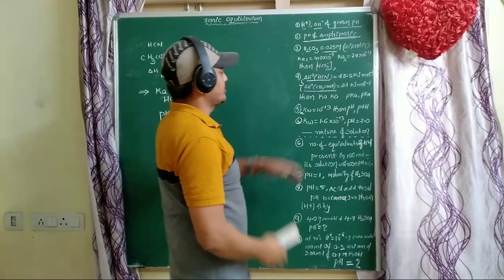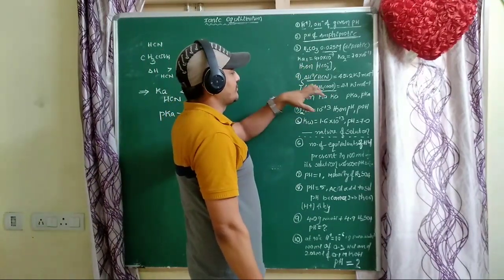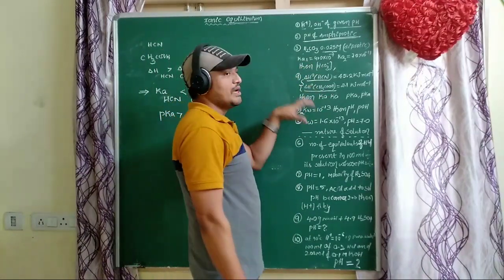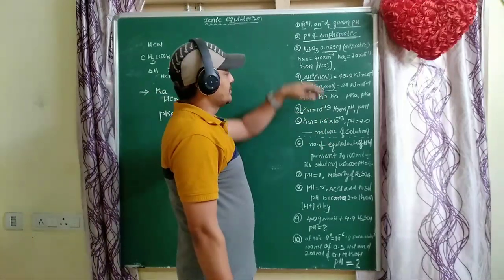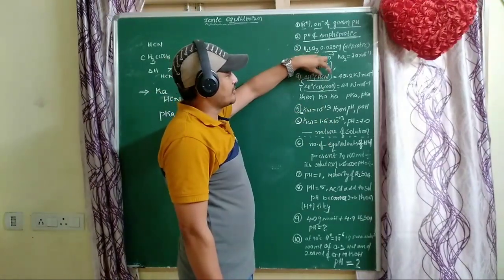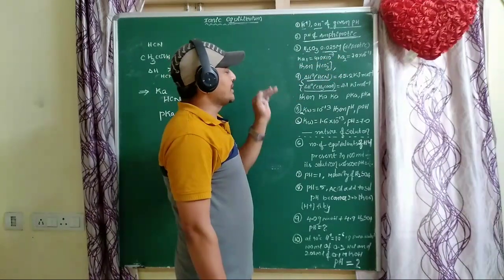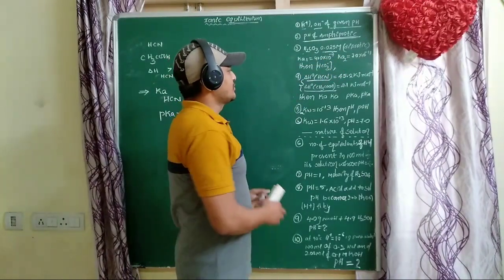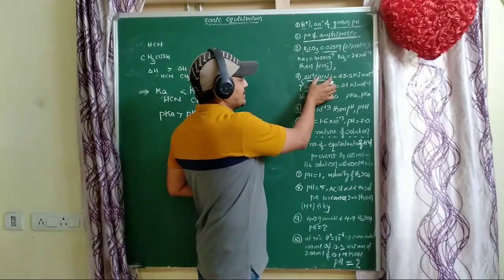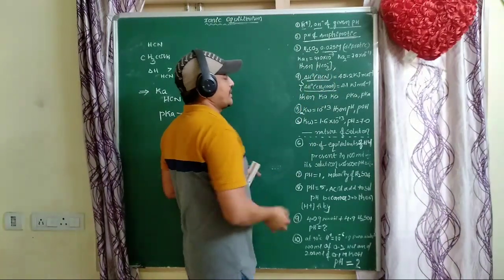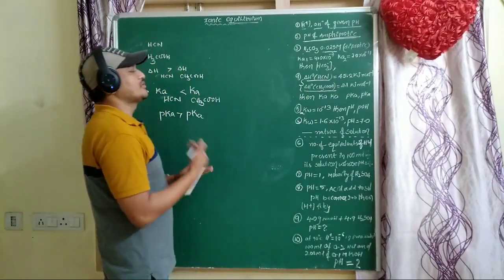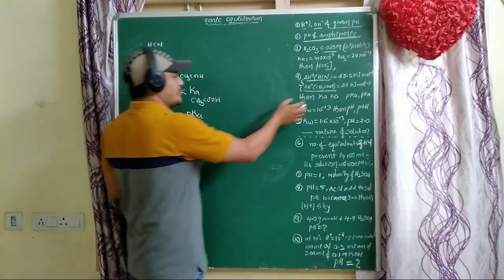So based on dissociation energy, this is how to identify which one is a strong acid and which one is a weak acid. Here HCN is a weak acid. Why? Because more energy is required when compared to acetic acid. For a weak acid the Ka value is less, so Ka of HCN is less than Ka of acetic acid. Ka value is less, pKa value is more. So that is a very important problem.